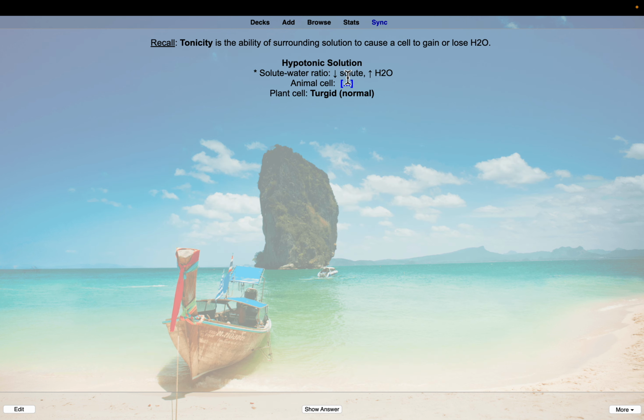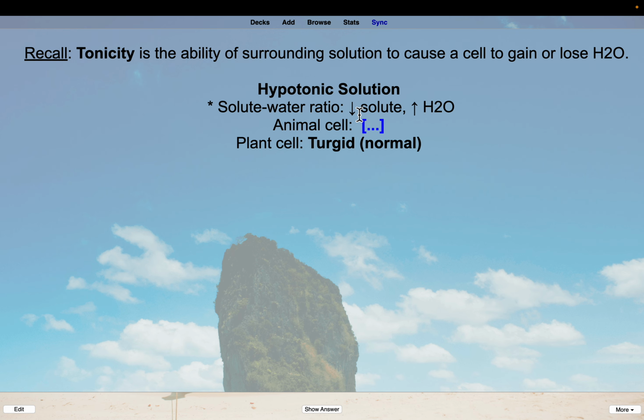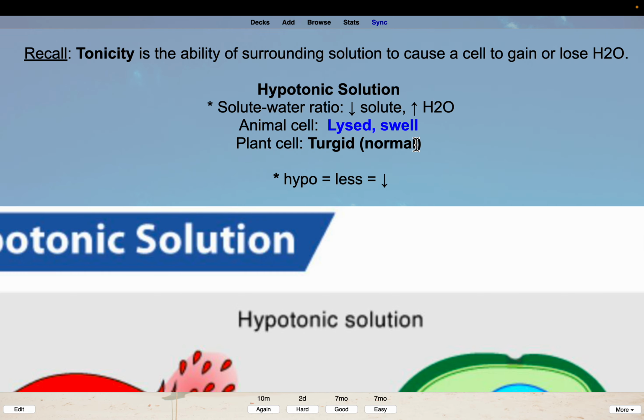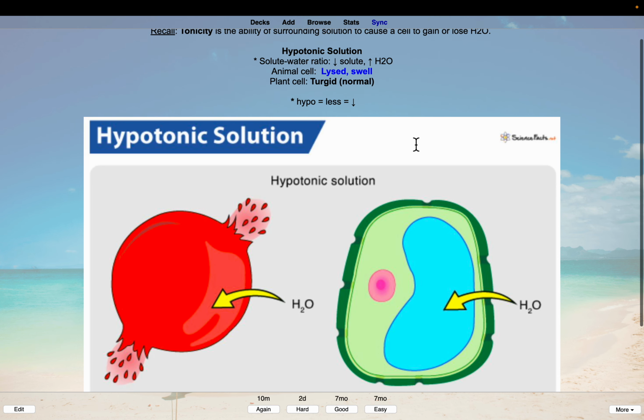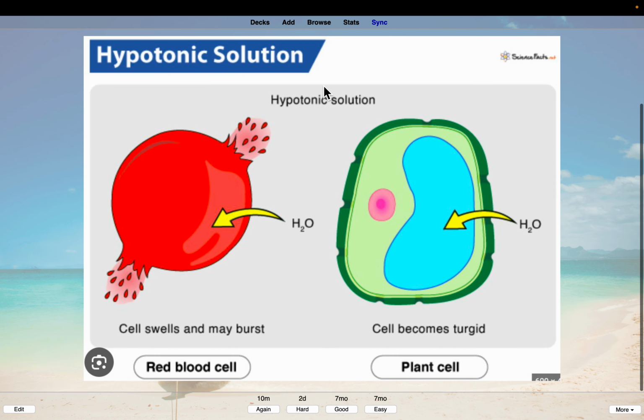Okay. In a hypotonic solution, the ratio is low solute, high water, or high solvent. So in an animal cell, if there is too much water, it would lyse, or it would swell, it would burst. For a plant cell, it would be turgid, in other words, normal. So yeah, basically explode.